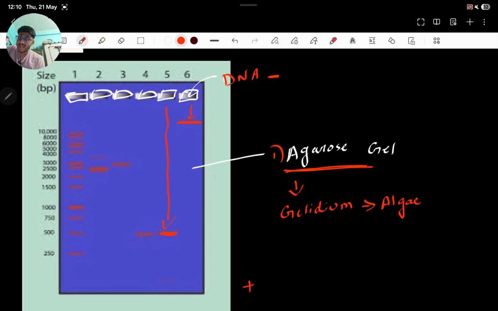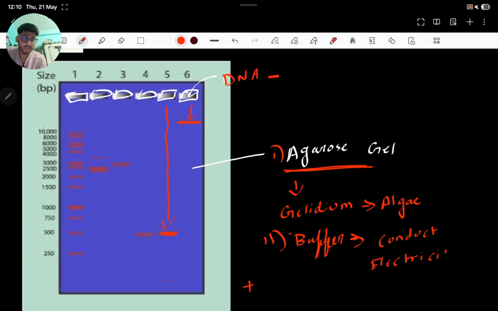Now inside this, the agar or the gel is kept inside a buffer. Okay, it is kept inside a buffer, so it can conduct electricity easily. Clear?